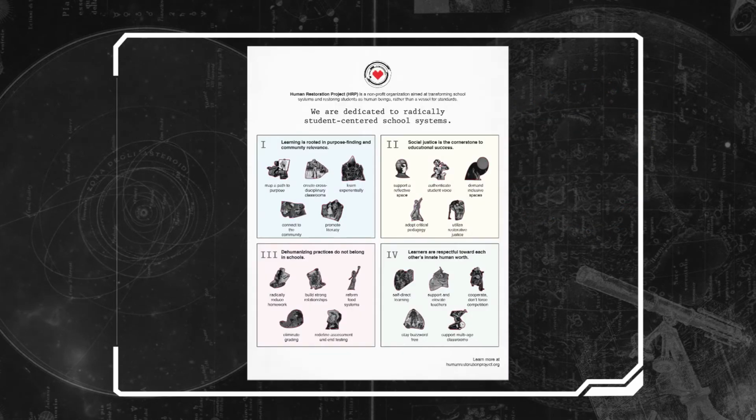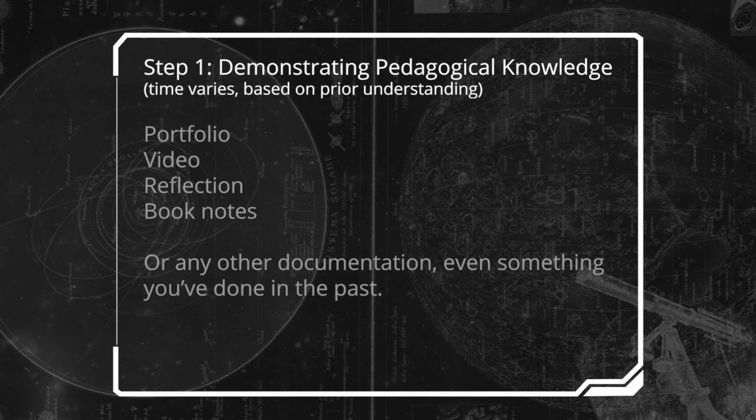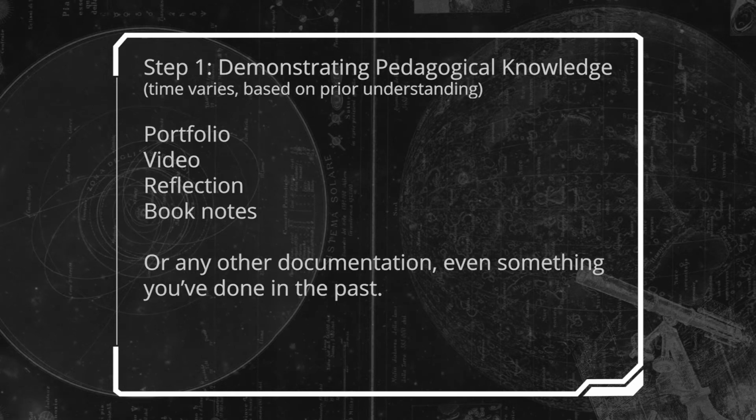First, you will select one of our 20 outline systems to focus on changing and implementing, then provide evidence of pedagogical knowledge. You can do this in any way that works for you, for example a portfolio, video, reflection, or book notes. You can also submit anything that you've already done as evidence.